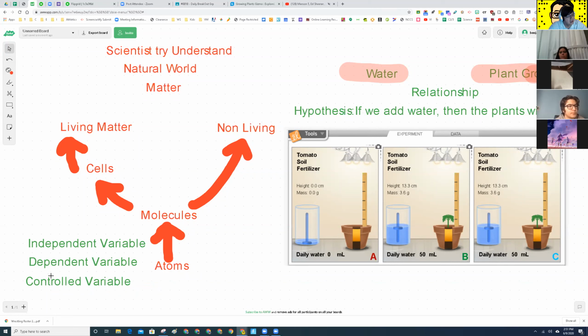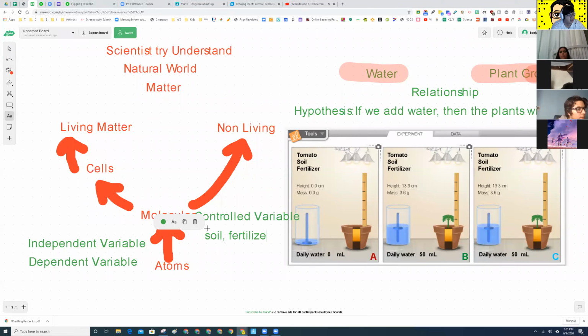Now, the control variables are the things in your experiment that are the same everywhere, in every group. We had 3 groups. So what are our controlled variables in this experiment? What do we keep the same in all three groups? The soil, the fertilizer. Soil, fertilizer, good. What else? The plant type. Plant type, very good. What else?